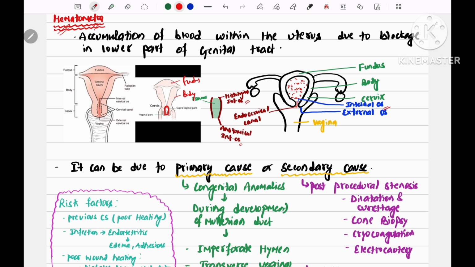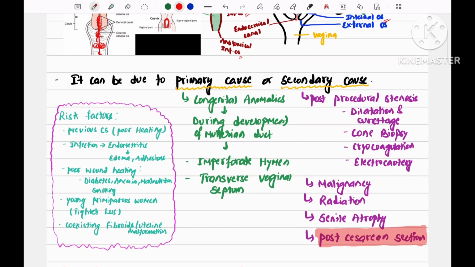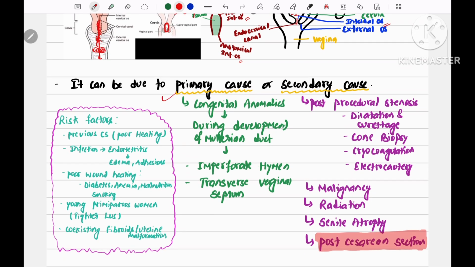What does it mean? It means that if there is any obstruction in the lower part of the genital tract, the blood which needs to come out, or the secretion present in the uterus that needs to come out of the uterus, gets collected because it cannot get out of this lower genital tract as there is obstruction. So blood or any secretions get accumulated, and if the accumulated content is blood, then this is known as hematometra. Now this hematometra can be caused due to a primary cause or a secondary cause.